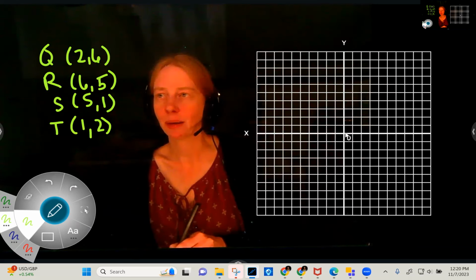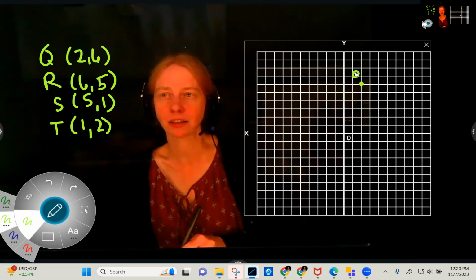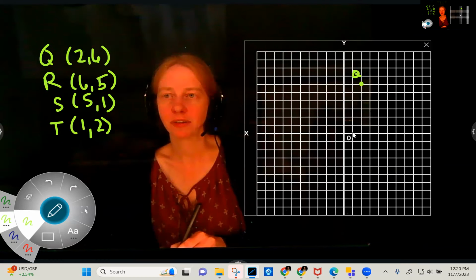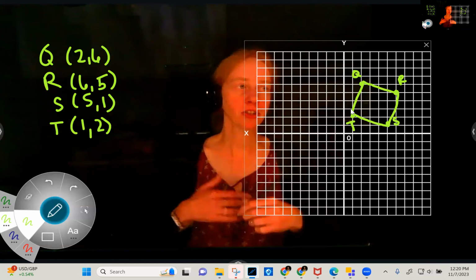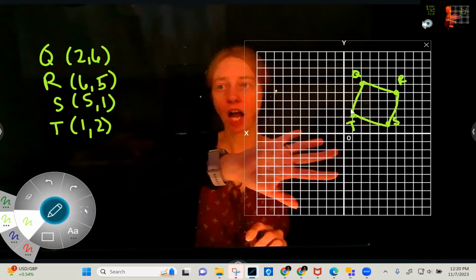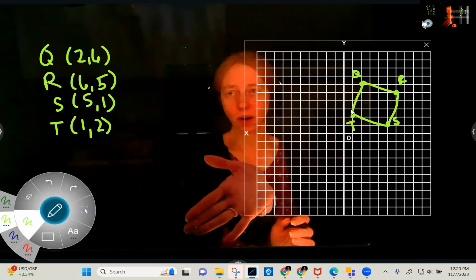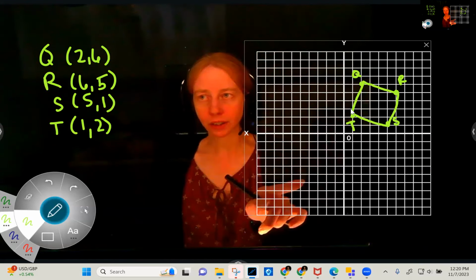So let's see where those end up. Q is 2, 6. 1, 2, 3, 4, 5, 6. Here's my Q. R is 6, 5. 1, 2, 3, 4, 5, 6. 1, 2, 3, 4, 5. It's my R. S is 5, 1. 1, 2, 3, 4, 5, 1. And T is 1, 2. So this is my original rectangle. And my instructions said to rotate 180 degrees counterclockwise. So I'm going to end up somewhere over here.